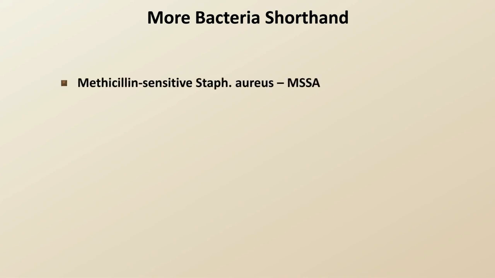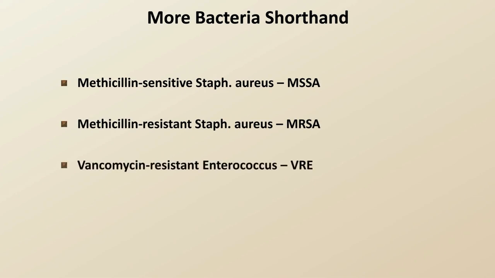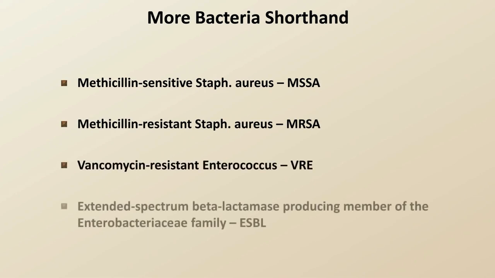Methicillin-sensitive Staph aureus is called MSSA. Methicillin-resistant Staph aureus is MRSA. Vancomycin-resistant Enterococcus is VRE. And any member of the Enterobacteriaceae family that produces an antibiotic inactivating enzyme called extended spectrum beta lactamase is often called ESBL.